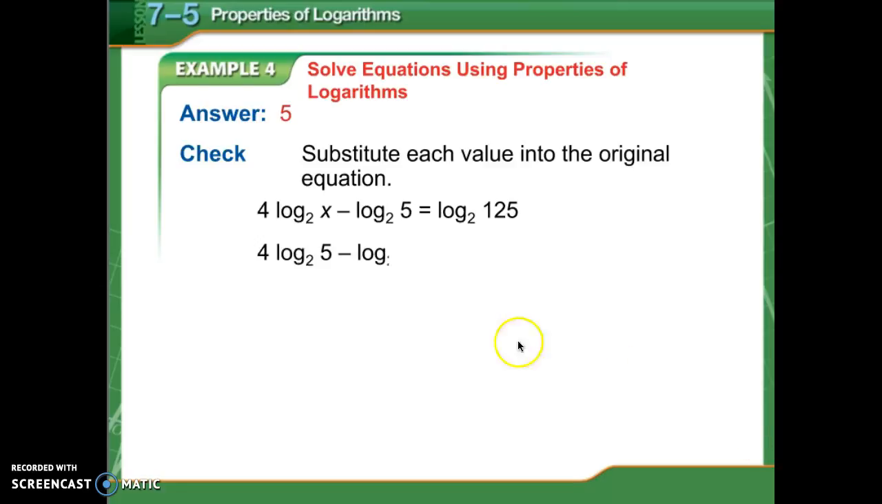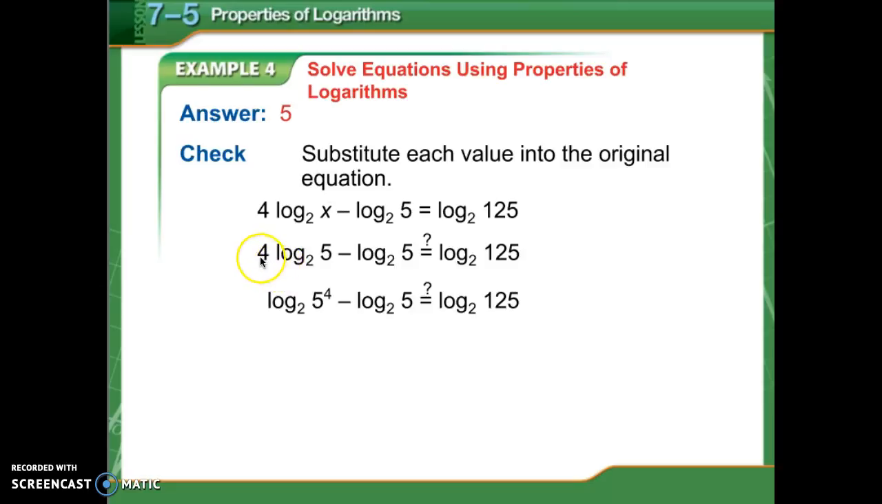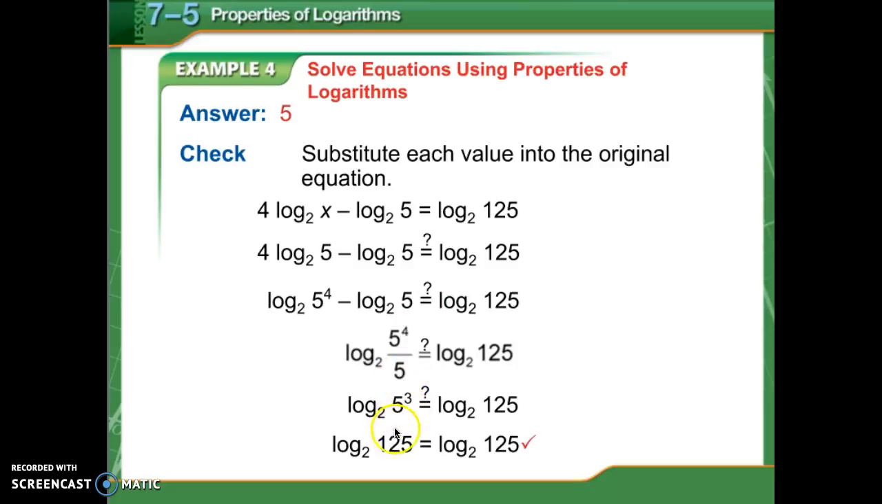In order to check our work, we can just plug our answer back in. 5 to the 4th minus log base 2 of 5. 5 to the 4th divided by 5 is 5 to the 3rd. And yes, in fact, 5 to the 3rd is 125. Our answer checks out.